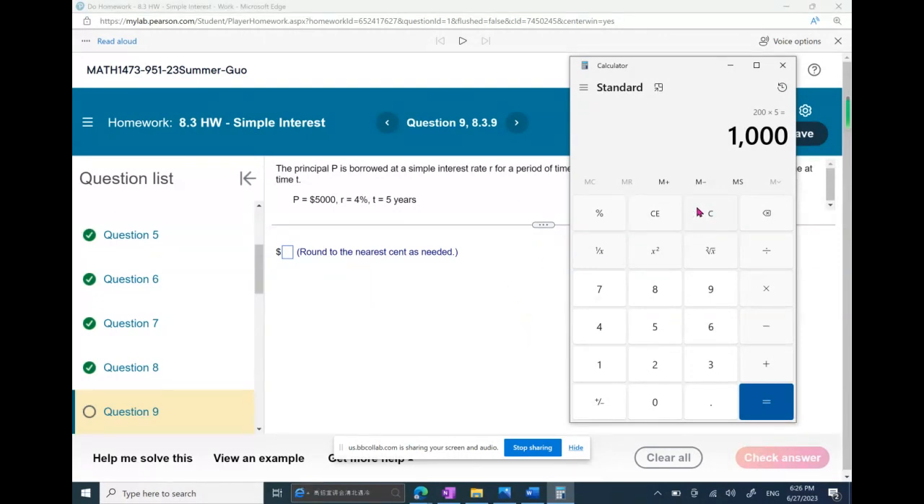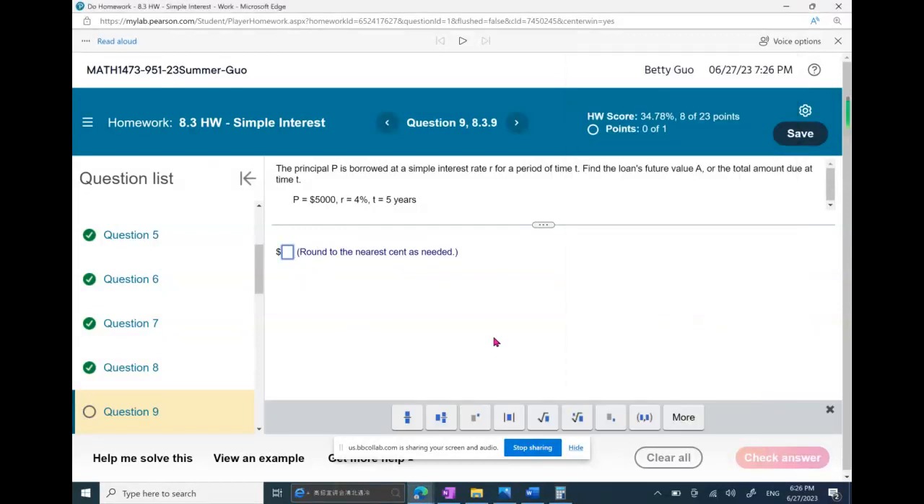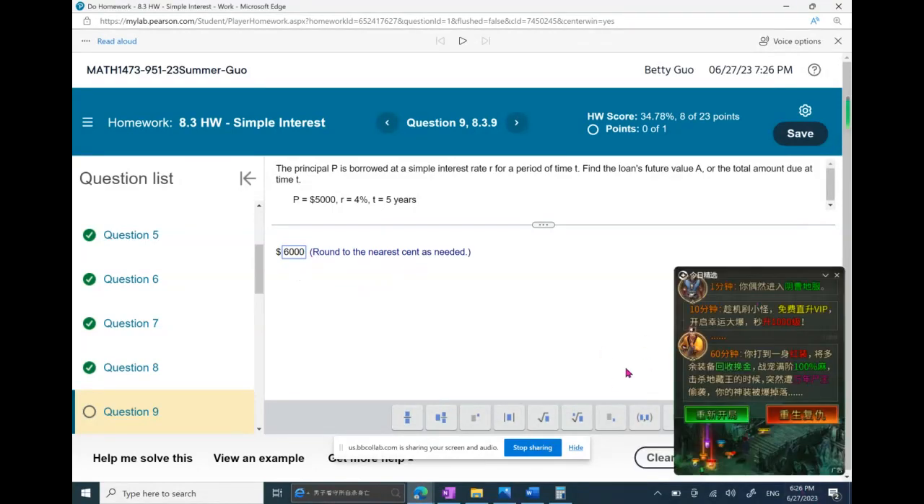Yeah, it's a lot of money. And you're going to add the interest on top of your principal, 5,000. So you're going to pay back 6,000. We learn this content, and it is very useful, very closely related to the real world. So making sense of the value, the concept, and the variables is more important than just doing the algebra. Round it to the nearest cent as needed. We don't have to round it. I'll just enter that.